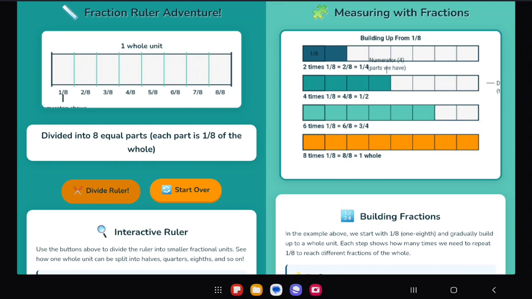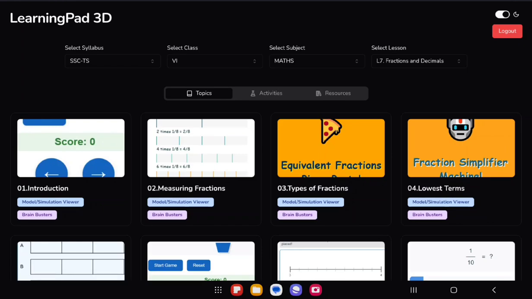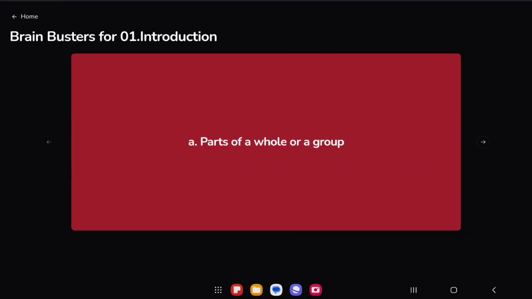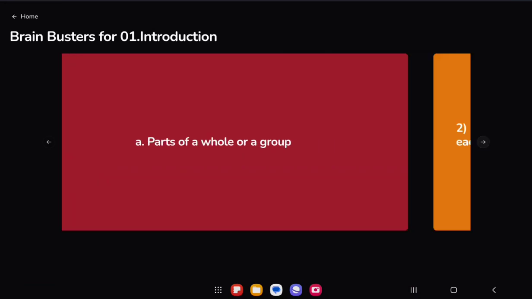All right, now let us have some brain buster questions. Now, what do fractions represent, students? Parts of a whole or a group? Only whole numbers, decimal numbers, or negative numbers? Okay, easy question. They represent parts of a whole or a group.